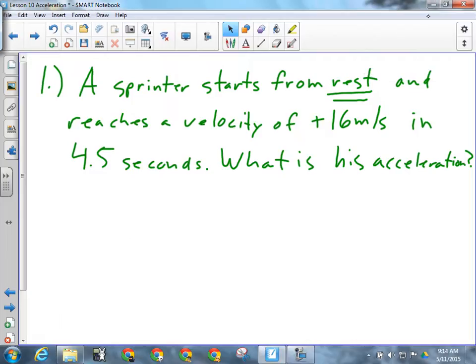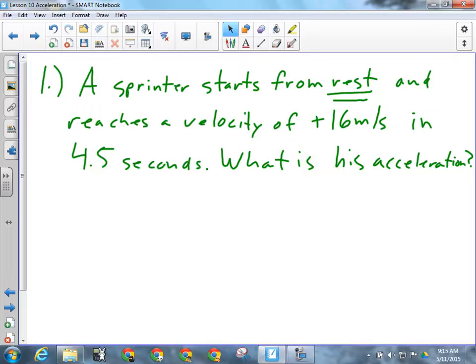In this question, guys, first off, there's some terminology that we need to be familiar with. What do you suppose it means if a person starts from rest? They're stopped, exactly. So if they come to rest, their final velocity will be 0. If they start from rest, their initial velocity is 0. Anytime you see the word rest, it means 0. They are not moving, they are at rest.